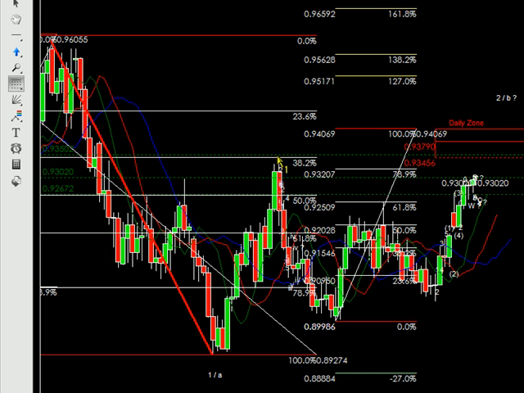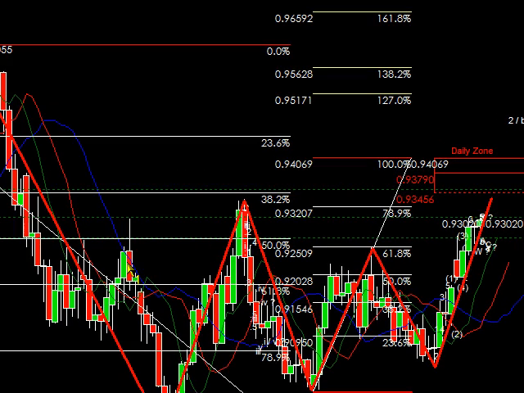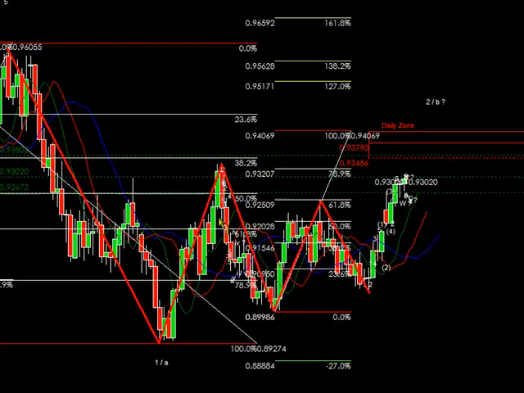And then now we have this wave here, which could be a wave A of a smaller degree, or wave W. This would be my wave X, or my wave B. And I'm going to count this, in fact, as a complex correction. Okay.